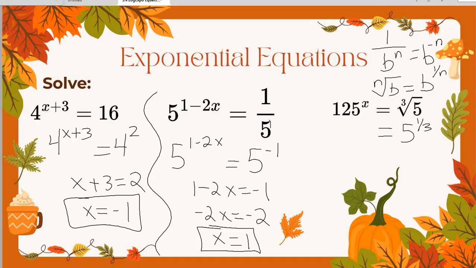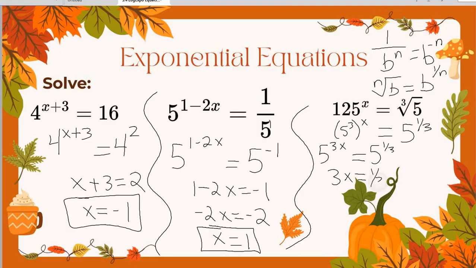Now, sometimes I had to rewrite one of my bases, but sometimes we actually have to rewrite both sides, and that's okay. On our first two, we rewrote one side, but sometimes we have to rewrite both of them. How can I rewrite 125 as a base of 5? 5 cubed. And then remember that if I raise a power to another power, we multiply. So 3 times x just gives us 3x. So now, do we have the same base? Yes. So I can set my exponents equal to each other.